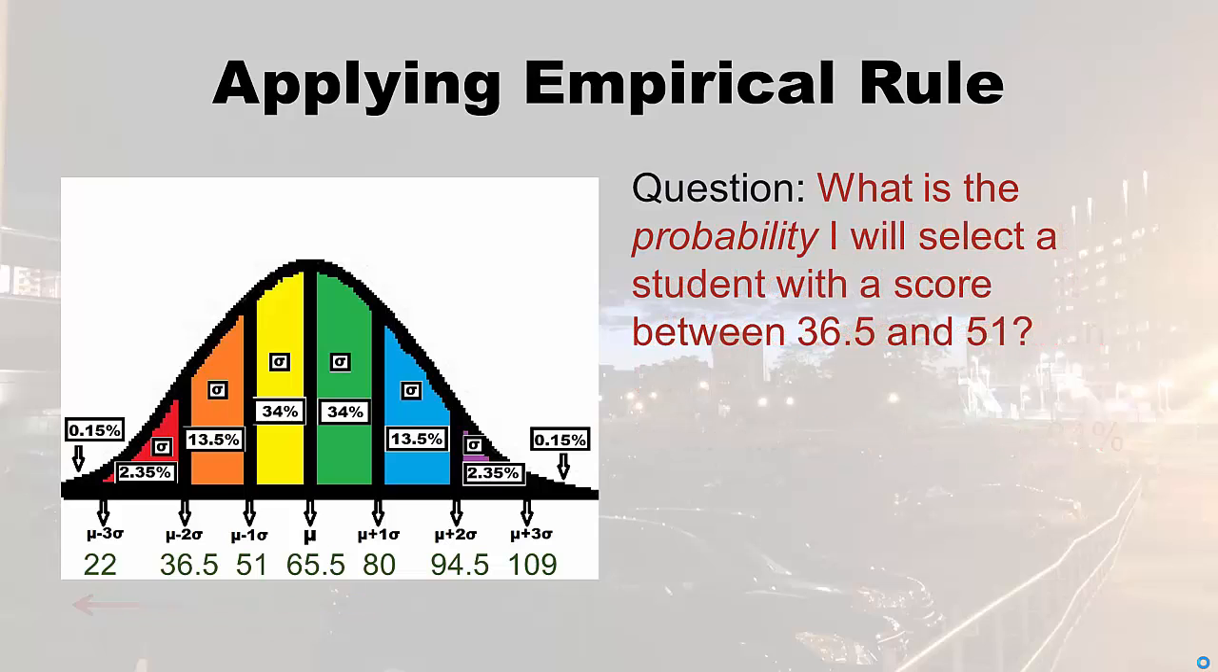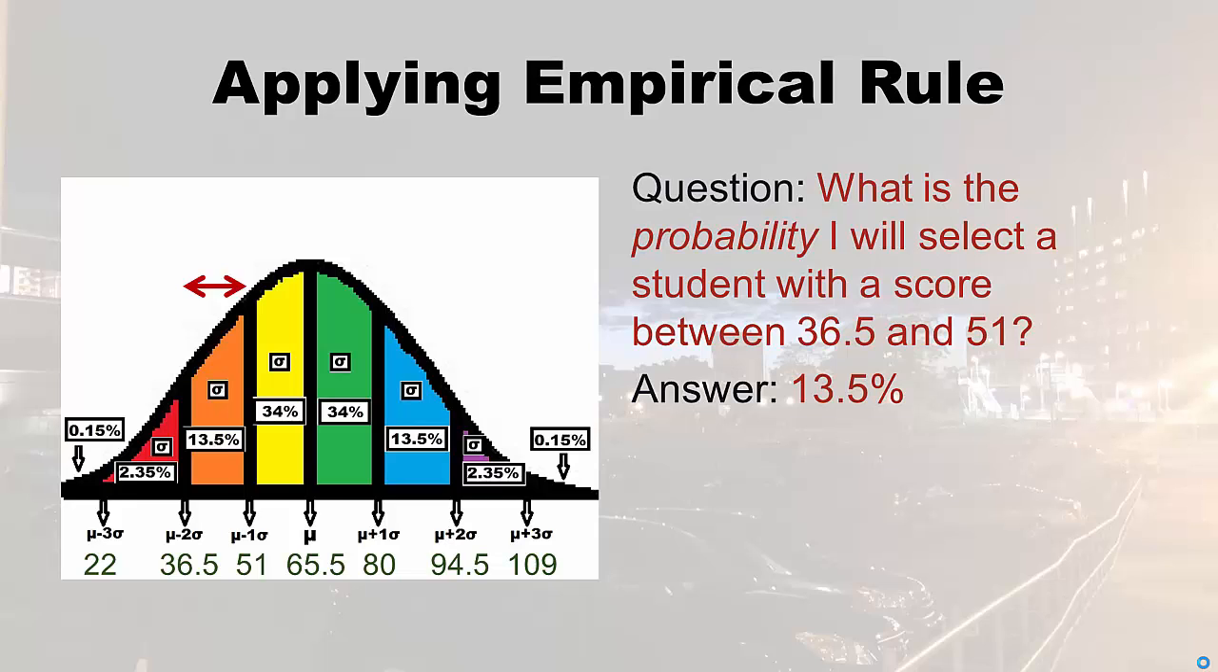Okay? Here's another probability question. What is the probability I will select a student with a score between 36.5 and 51? Well, it's the same question as what percent of the data are between 36.5 and 51, which you would know the answer to. That would be 13.5. That's the orange part, right? But even if I say, what is the probability I will select a student with a score between 36.5 and 51? It's 13.5%. So let's say that we were at a casino and we were betting, right?